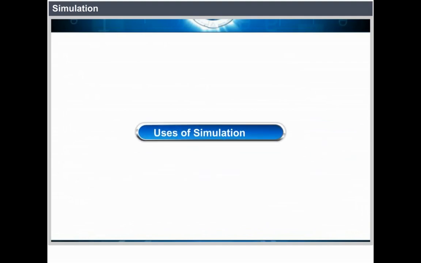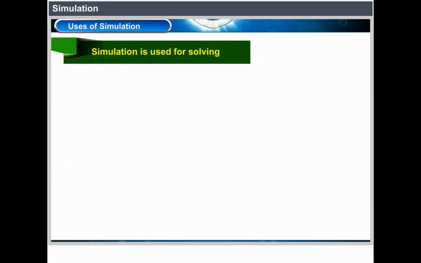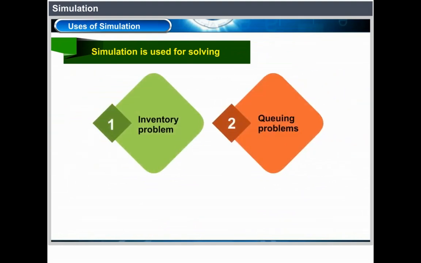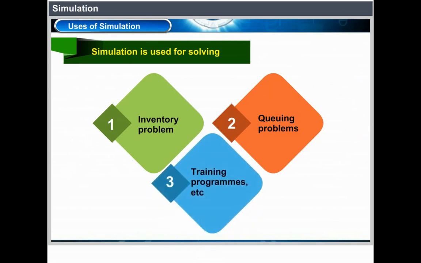Uses of simulation. Simulation is used for solving: Number 1. Inventory problems. Number 2. Queuing problems. Number 3. Training programs, etc.